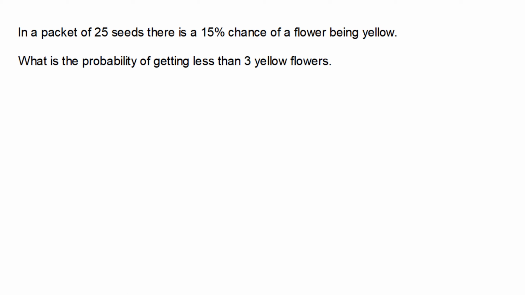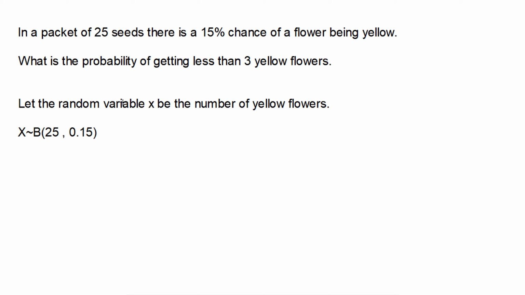So let's have a look at cumulative binomial distributions. If we look at this question, we can see the type of thing. In a packet of 25 seeds, there's a 15% chance of a flower being yellow. What's the probability of getting less than 3 yellow flowers? Now this here is cumulative probability. If we let, again, the random variable X be the number of yellow flowers, we've got X is distributed binomially with 25 trials and a probability of 0.15.